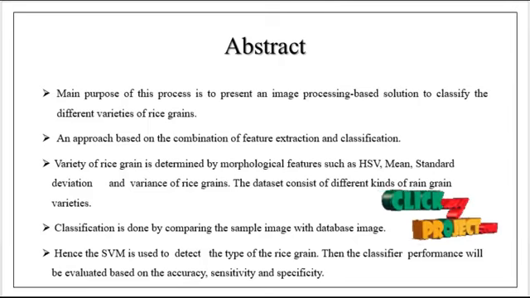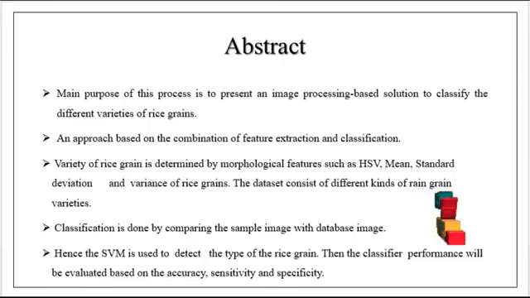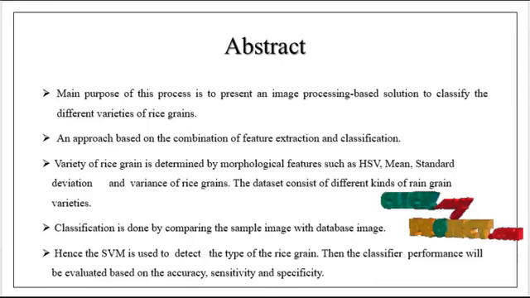The variety of rice grain is determined by morphological features such as the HSV, mean, standard deviation and variance of the rice grains. The dataset consists of different kinds of rice grain varieties. So we have to choose any one image from the dataset. Based on that selection, the classification will be done by comparing the sample image with the database images. Hence, the SVM is used to detect the type of the rice grain.